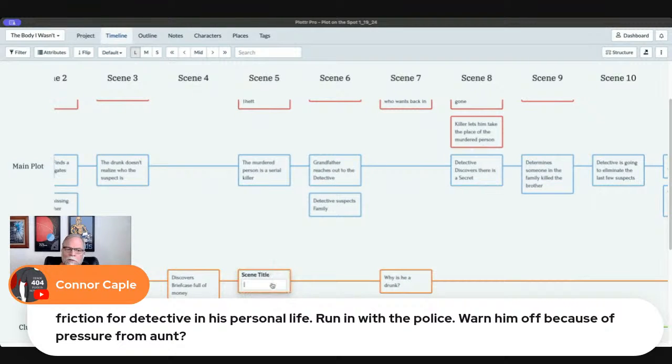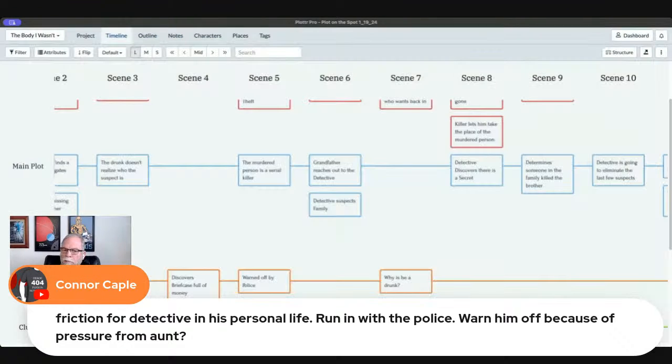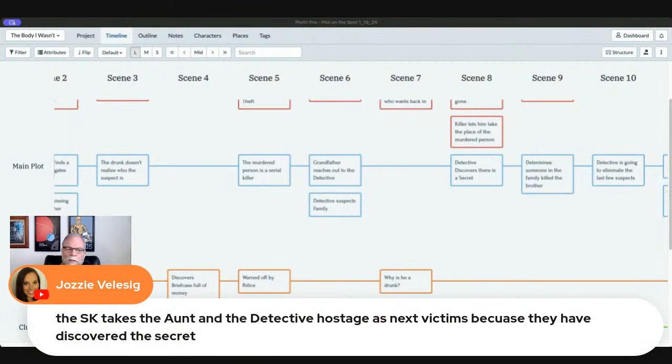He finds out the person is a serial killer. So maybe this is where he gets warned off by police. They're like, you're a private detective, you're a PI. We will handle this. Okay. Something like that. That's another point of conflict, and that's a very good thing to add. We can add a lot of that conflict into the subplot.